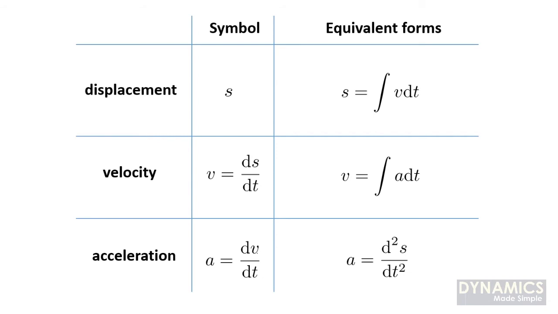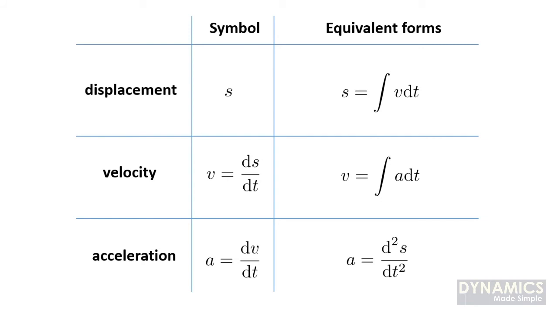Now let's say displacement is represented by a symbol s. Thus velocity, represented by a symbol v, which is the rate of change of displacement, can be written in the form of differentiation of s with respect to time t. v equals ds over dt. Following the same concept, acceleration, represented by a symbol a, can be written in the form of differentiation of v with respect to time t. a equals dv over dt, or in the form of differentiation of s with respect to time t twice. a equals d squared s over dt squared.